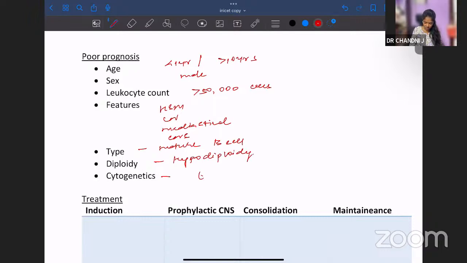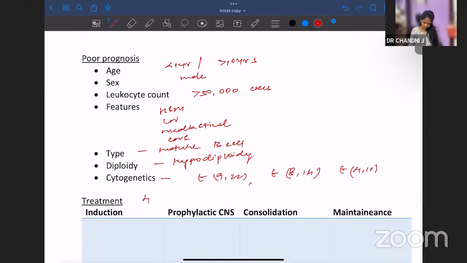Last, cytogenetics. Okay, translocation 9;22, translocation 8;14, translocation 4;11. These three have poor prognosis. So this is very important. You have to know. Coming to the treatment, you have four phases. Induction, prophylactically you have to give CNS treatment: you give methotrexate intrathecally. Consolidation phase and maintenance phase. So, four phases are there.